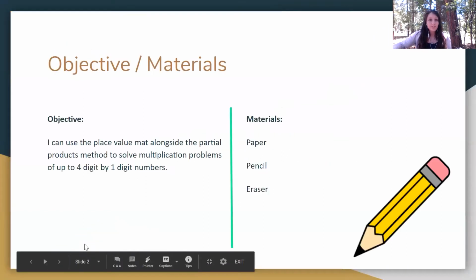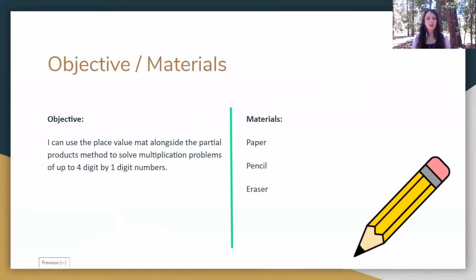So here's our objective for today. Our objective is, I can use the place value mat alongside the partial products method to solve multiplication problems of up to 4-digit by 1-digit numbers. So what does this mean?